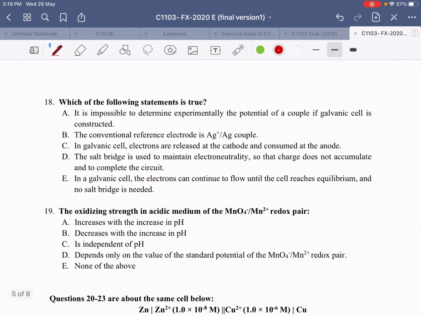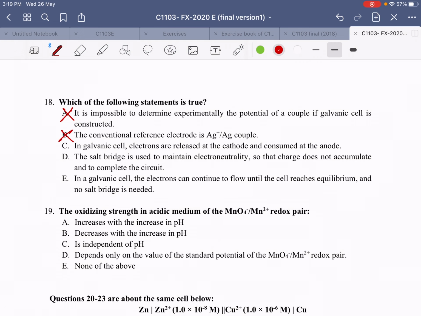بدون ما نحط access بدون أي شيء. Okay? You can always imagine it. Which one of the following statements is true? In number 18. So, it is impossible to determine experimentally the potential of a couple in a galvanic cell, لا أكيد, if you construct a galvanic cell, we can determine the E0 of the couple. This is not true. The conventional reference electrode is the standard hydrogen electrode.